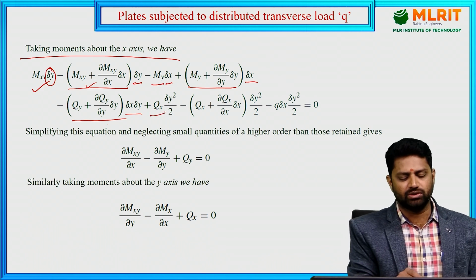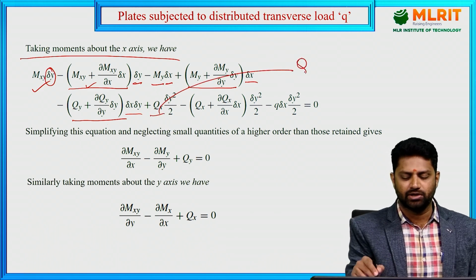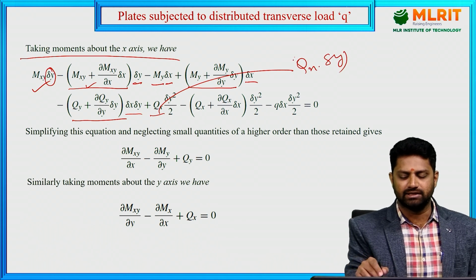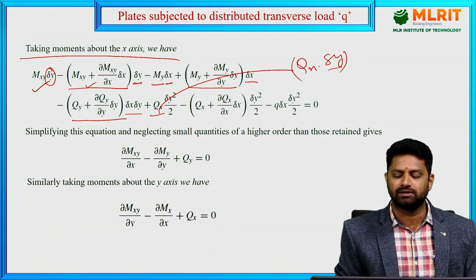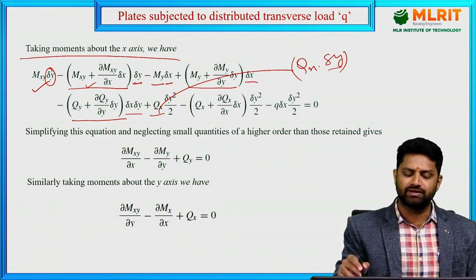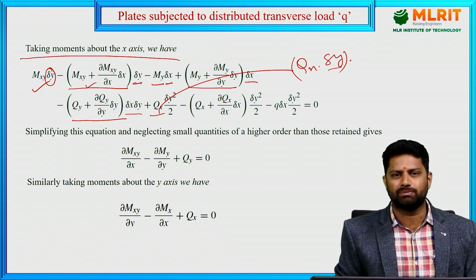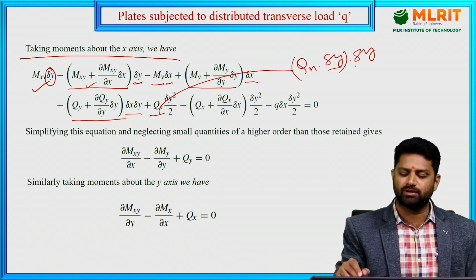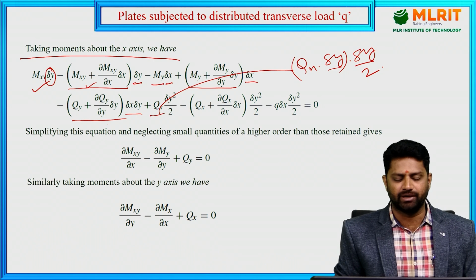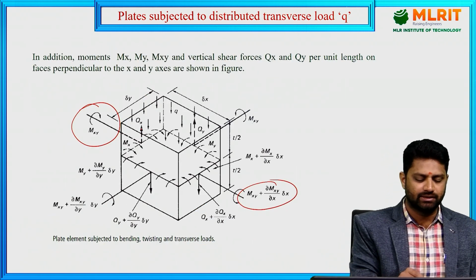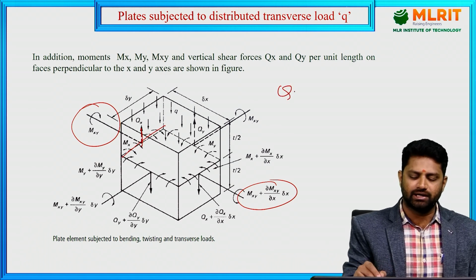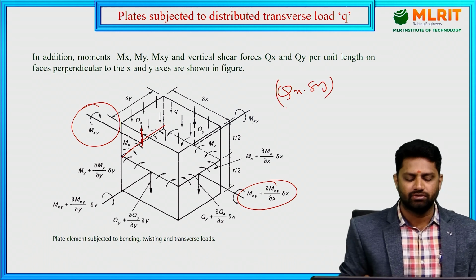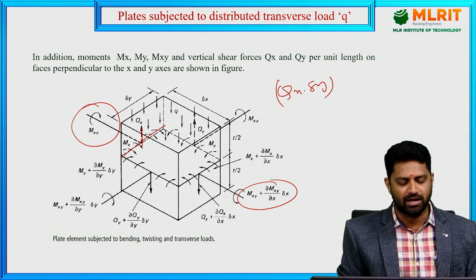So Qx into, here, this is important to understand, Qx into delta y is the force, that is Qx per unit length, and we are multiplying with the particular length, that is Qx into delta y. And since we are writing moment, you have to multiply the perpendicular distance, and that perpendicular distance from the diagram is nothing but delta y by 2. Okay, so which you can see in the diagram. So Qx is the force, and which is acting on which length? Delta y length. So we are going to write Qx into delta y is the force equilibrium parallel to the x-axis.